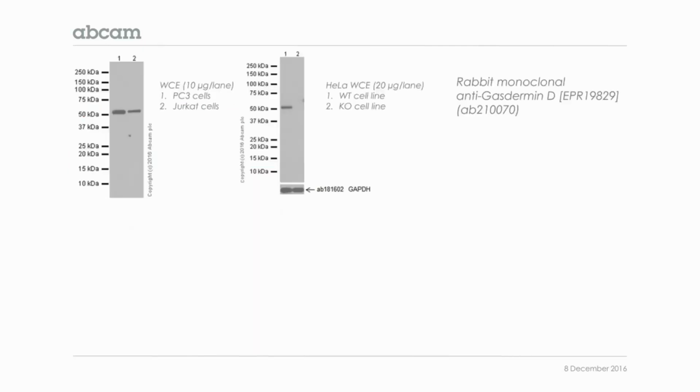So here are some tools you can use to study pyroptosis. Gasdermin D, the executioner of pyroptosis, is a 53 kilodalton protein that is cleaved in a 43 and a 30 kilodalton band when active. We have recently launched a rabbit monoclonal against gasdermin D, and we have confirmed the specificity of the antibody using a knockout cell line that does not express gasdermin D, as you can see here on the right.